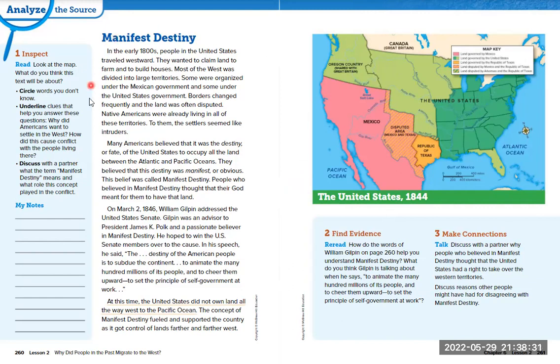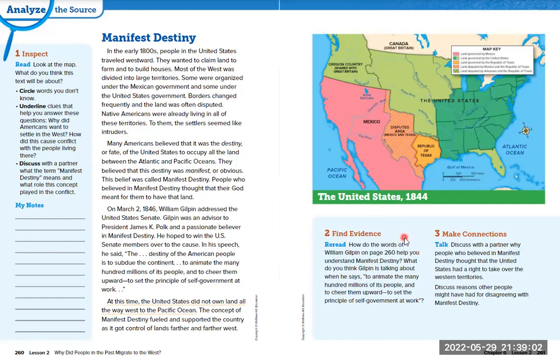In the first paragraph, we talked about how Native Americans were in all of this land already. So if another group comes in and says that this is their land and it is their right to take it, even though there's already people living on it, even though there's already a system set up, or there's already people living there who have their own rules, then that will cause a conflict, that will cause a fight. So if it says, how did this cause conflict with the people living there? You can read paragraph 1 and underline it.